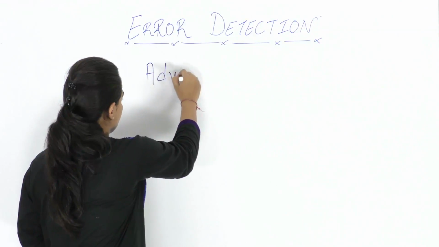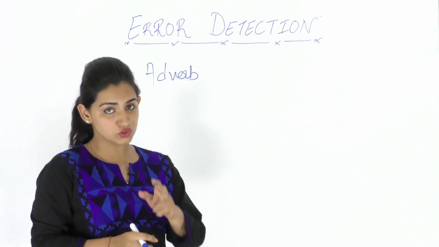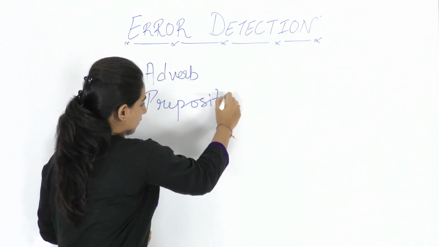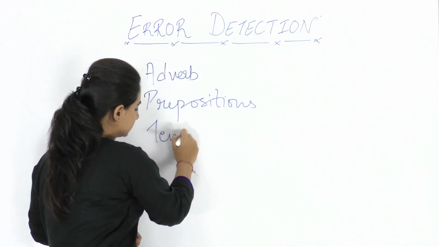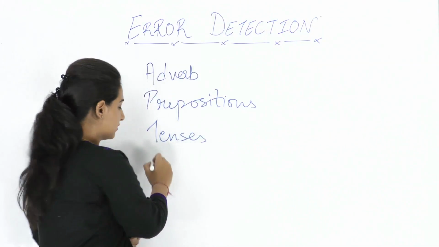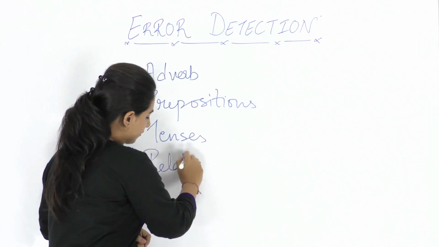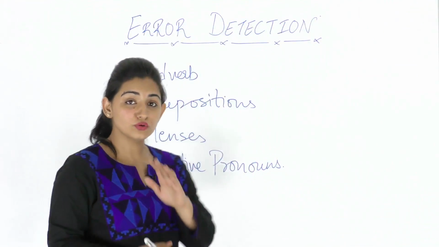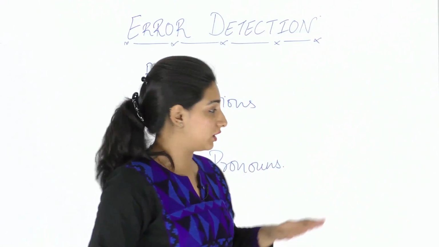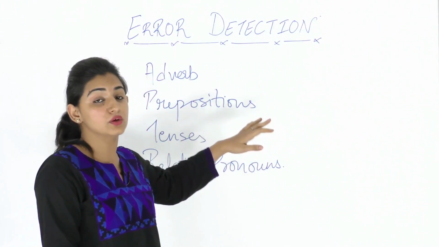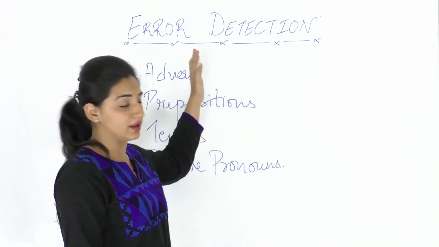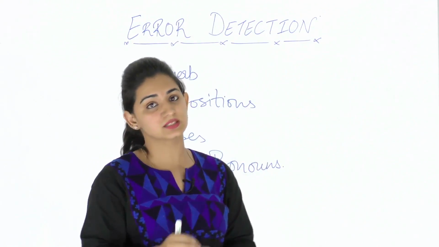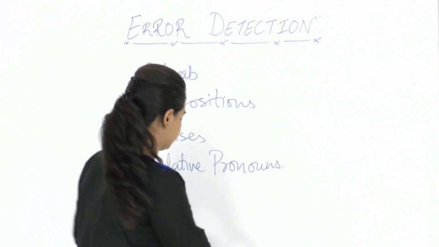First is adverb. You need to know the rules of adverb. Prepositions. Next is tenses. And the last one is relative pronouns. Now you need to take special notes on relative pronouns and tenses while identifying the errors on tenses or relative pronouns. Now let's discuss some sentences based on these errors.